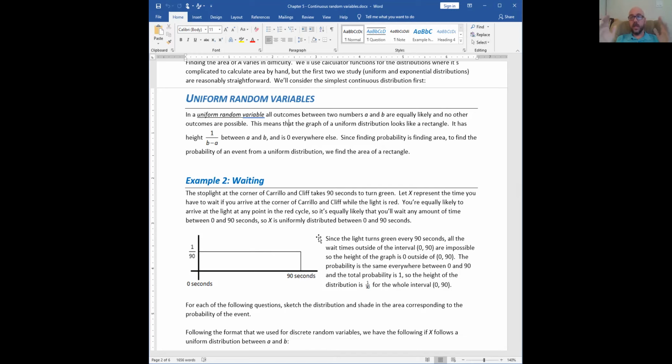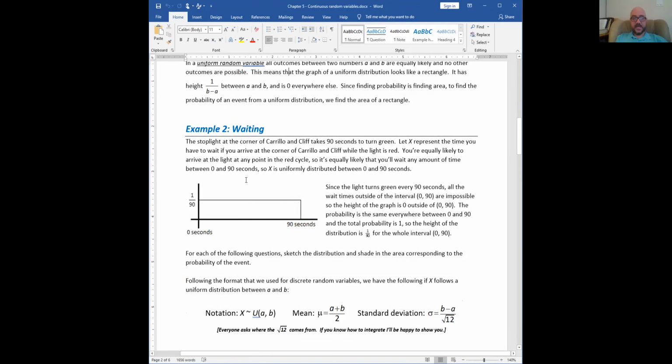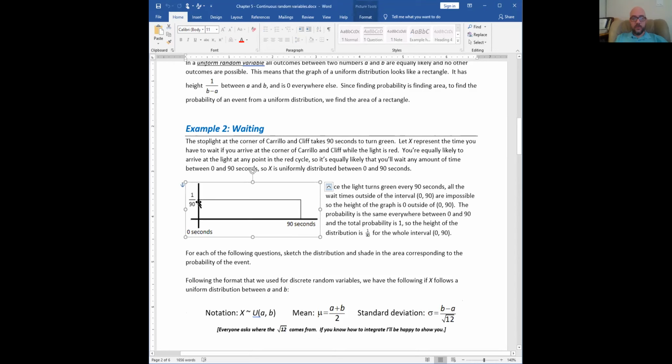I'm not expecting peaks and valleys in the frequency distribution of my graph. I'm expecting them to be all equally likely. And since frequency or probability is your y-axis, that means that every value has the same height. So what you get is something that looks like this, right? Where the probability is on the y-axis here, and the x-axis has the time. This is waiting time at a stoplight. We'll see in a second.